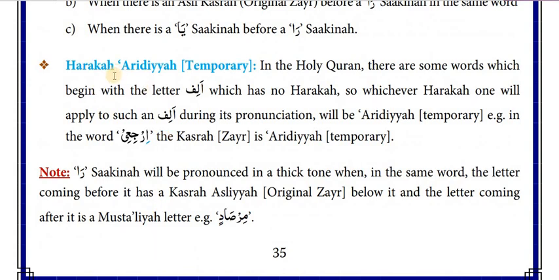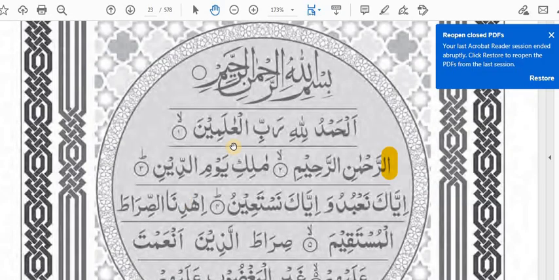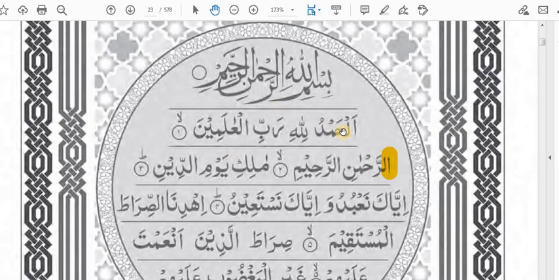Next is temporary harkat, like arzi. What is temporary harkat? Let me give you one example. This is Surat al-Fatiha: Alhamdulillahi Rabbil Alameen. You change the noon into jazm. You read this surah in namaz, and you read Alameen. You don't read Alamina. You changed the noon into noon sakina. I will tell you about this in lesson number 21, but this is not the topic right now. I was telling you about temporary harkat.